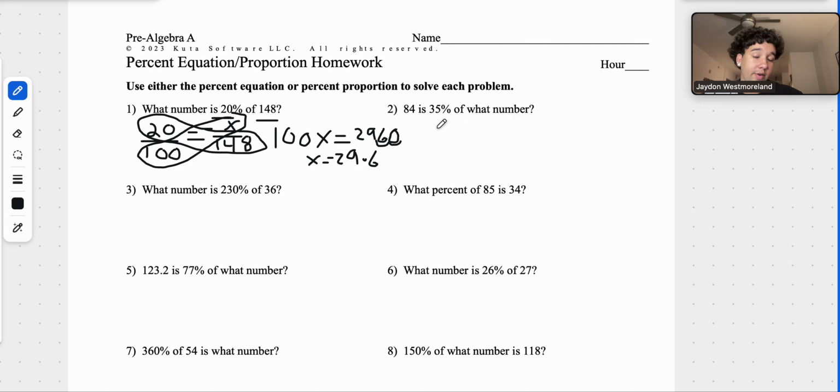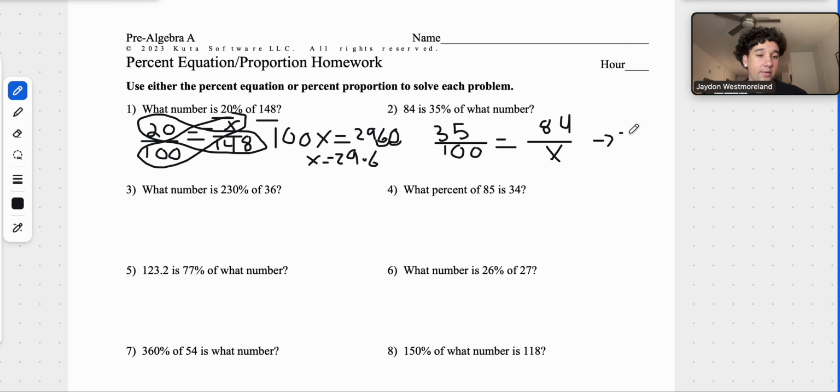So 35% again, we're going to just write that one out, 35 over 100. Is equal to, and then of what number? In other words, this is the total value. Now what we're solving for is the total value. So we're going to have the x in the denominator here and the 84 in the numerator. Again, same process still applies. We're going to cross multiply.